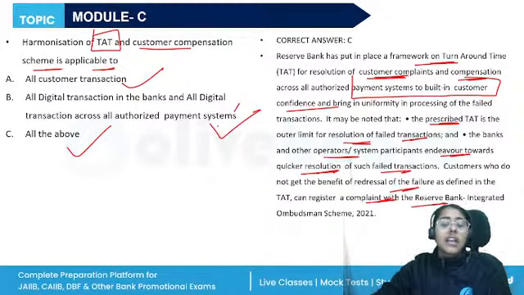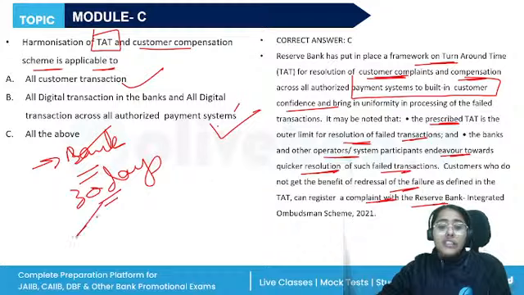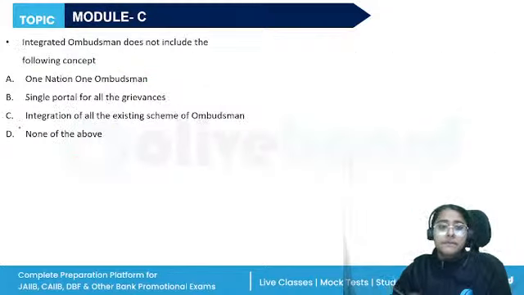First, the customer will file a complaint with the bank related to a deficiency of service. Then within 30 days, the bank will have to respond or solve the grievance. If not, the bank will tell the procedure to the customer. They can raise the complaint to the ombudsman, the RBI integrated ombudsman. And the three earlier ombudsman schemes have also been merged. So the correct answer here is option C.